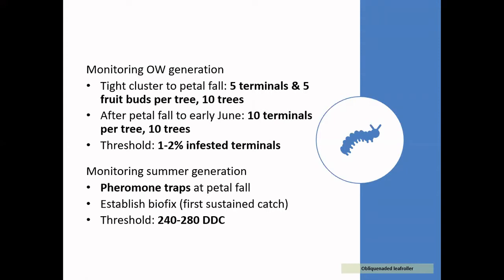However, for the summer generation, typically they're monitored using pheromone traps, and these are installed at petal fall. And so there is a threshold, a degree day threshold, that is set in terms of implementing control for that summer generation.